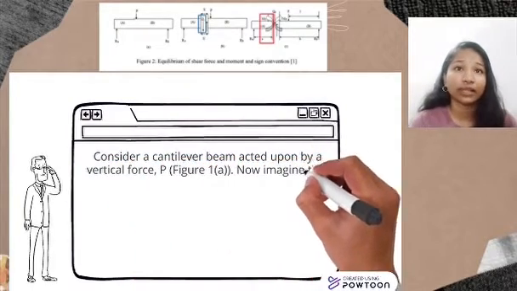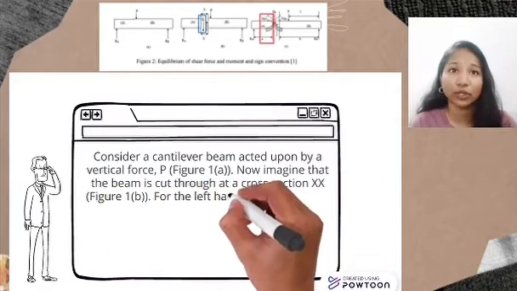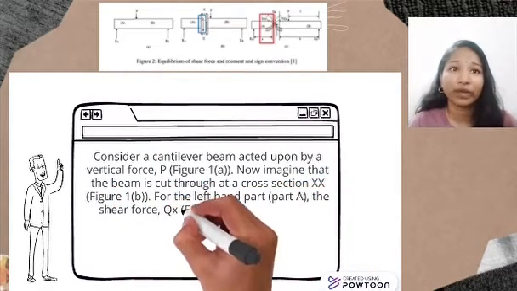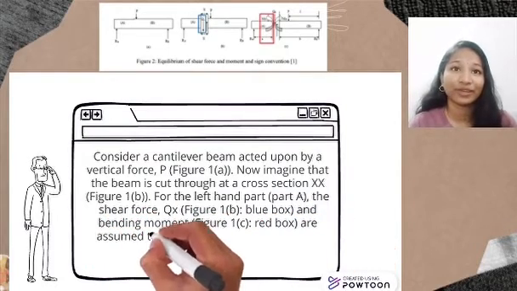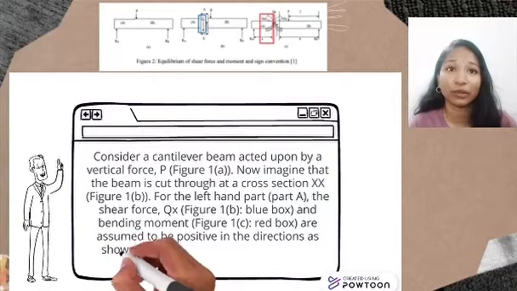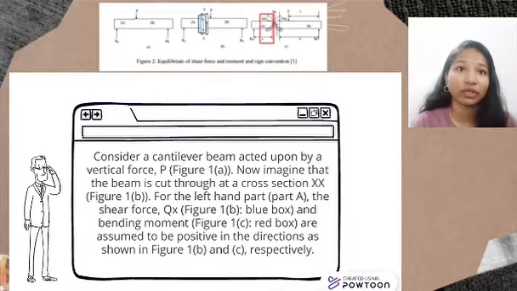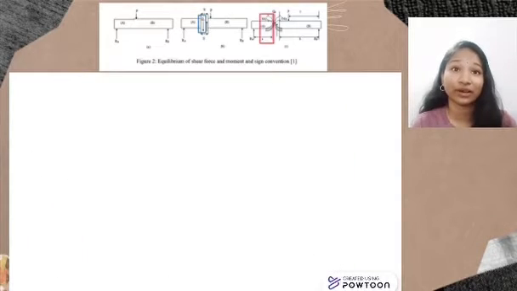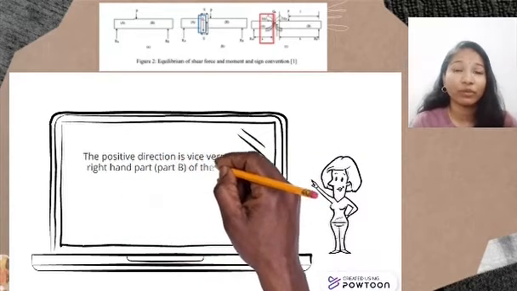Now imagine that the beam is cut through at a cross-section XX, as shown in figure 1b. For the left-hand part, which is part A, the shear force Qx, shown in figure 1b, which is the blue box, and the bending moment in figure 1c, which is the red box, are assumed to be positive in direction as shown in figure 1b and 1c respectively. The positive direction is vice versa if the right-hand part B of the beam is considered.